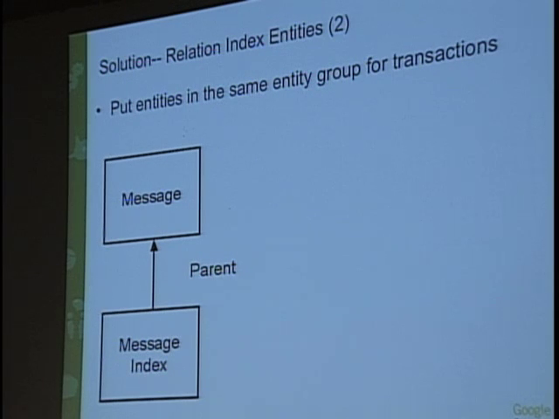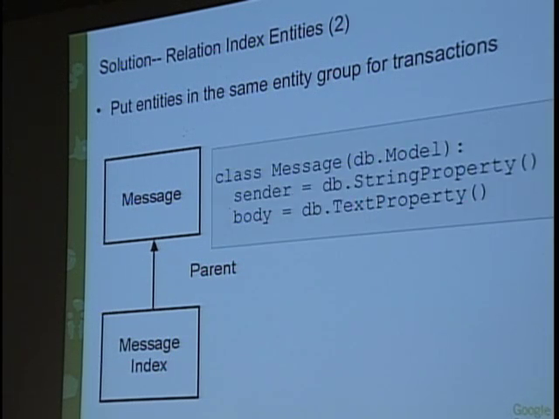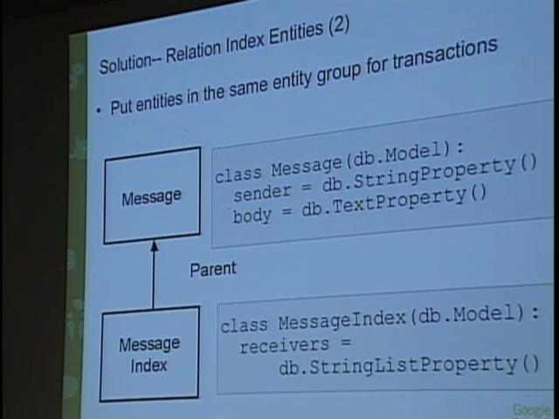But we also get another benefit, which is that the message index is a child of the message parent. And so when we find the key for the message index, we in fact have the key of the message parent, because we just chop off the last part. So the message is that first part that you saw. The message index is that second part that you saw.